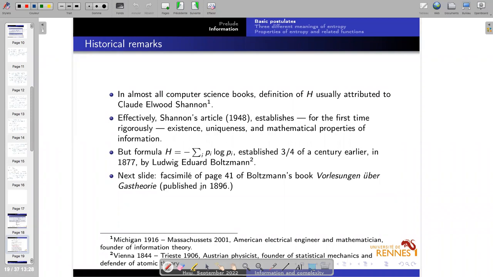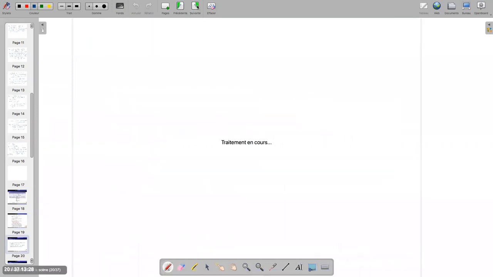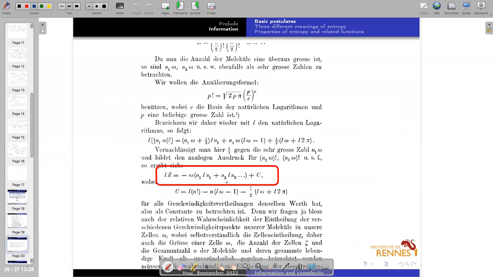And in the next page, the facsimile of the page 41 of the Boltzmann's book, Lectures on Gas Theory. And you see that this formula appears here in red. And you see that he uses the symbol L to denote the natural logarithm. And so that we should write logarithm, ln of n1, et cetera.